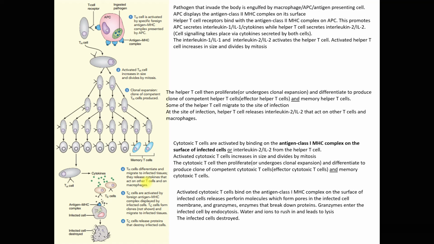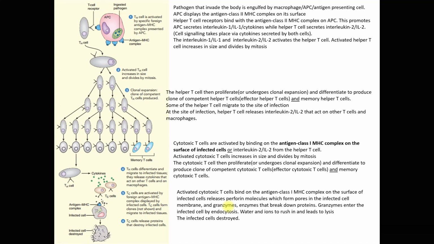So these activated cytotoxic T cells will bind on the antigen class 1 MHC complex on the surface of infected cells, and then release perforin molecules which form pores on the surface of the infected cell membrane. Now, activated cytotoxic T cells also secrete granzymes. Granzymes are enzymes that break down proteins. So the granzymes will enter the infected cell by endocytosis.